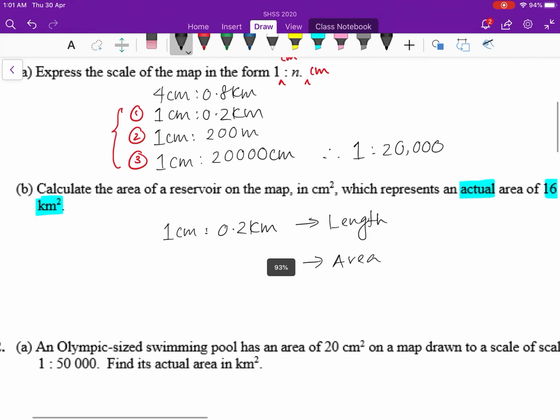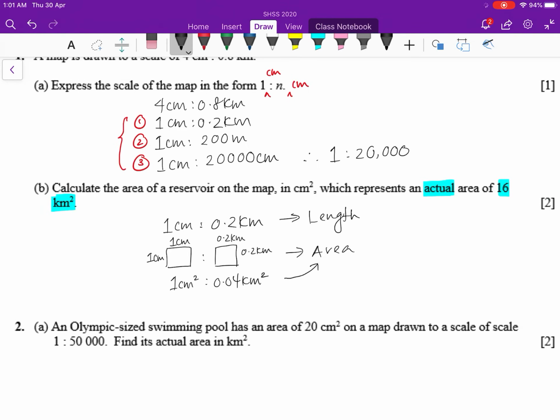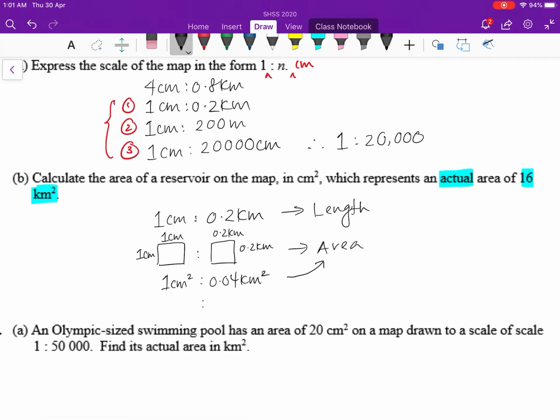If you remember how to change it to area scale, it's actually the box, area of a square. 1 cm, 1 cm, this box is 0.2 km, 0.2 km. To find the area of a square, 1 cm times 1 cm is 1 cm square. To find the area of the box, 0.2 times 0.2 is 0.04, 0.04 km square. Now we got our area scale. They said they want an actual area of 16 kilometers square, which is on the right side. I need to find out how to get from 0.04 to 16 kilometers square. So I take 16 divided by 0.04, which is times 400.